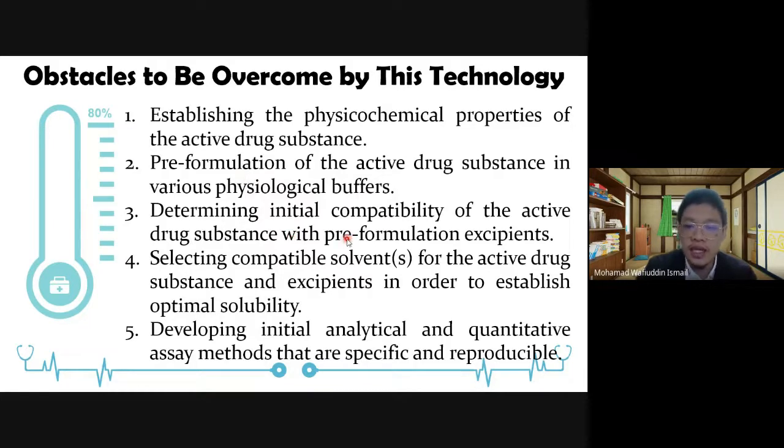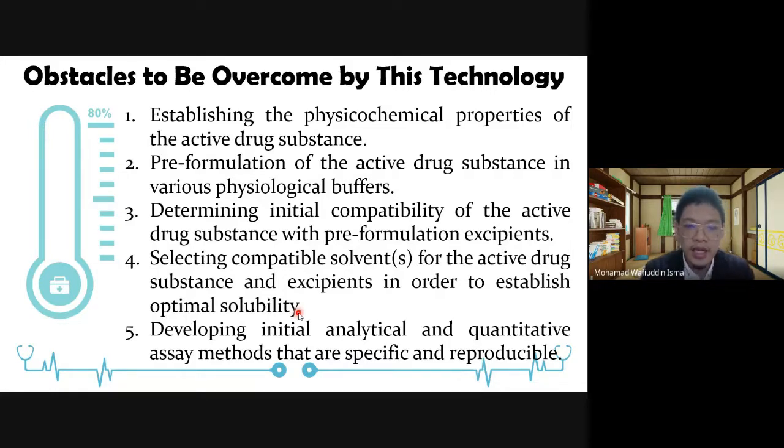So the third one, determining initial compatibility of the active drug substance with the formulation, relates to pre-formulation. The fourth one is selecting a compatible solvent for the active drug substance and excipient in order to establish optimal solubility. Again, the buffers, the pH buffers, the solvent, is it suitable? If the protein is only suitable for acidic conditions, is that how we want to deliver it? That's why new types of novel drug delivery systems have been developed, to meet these drawbacks.